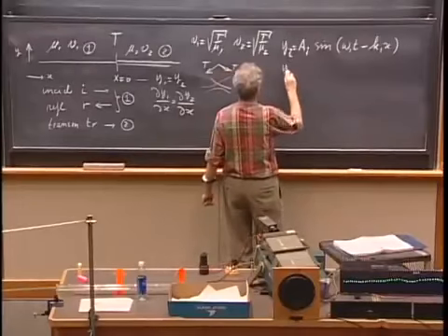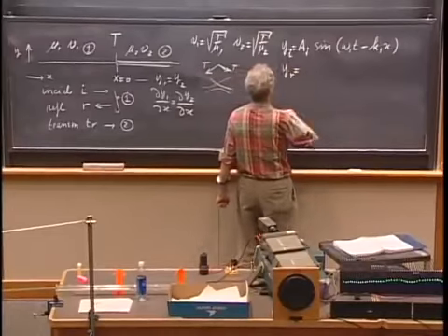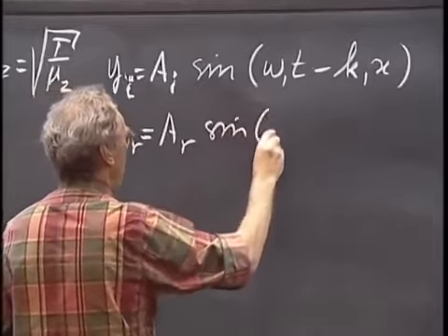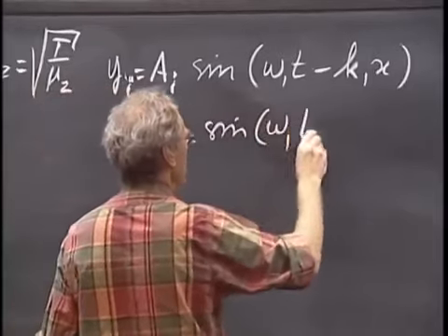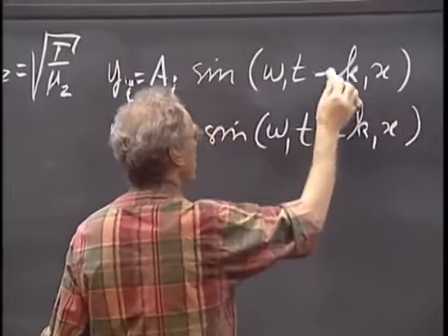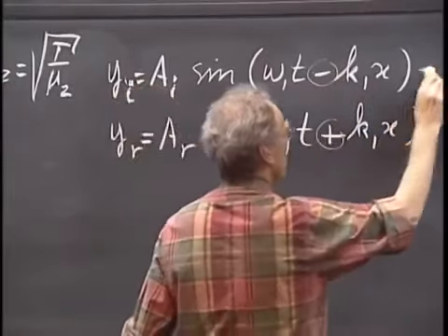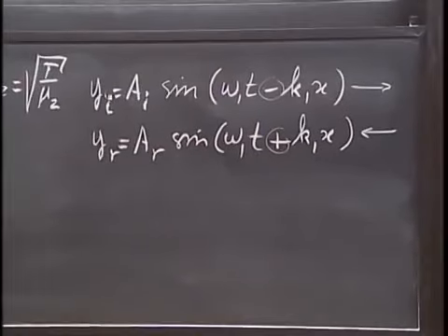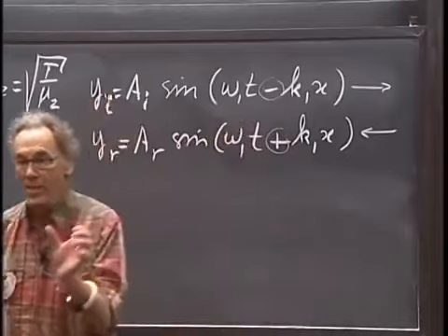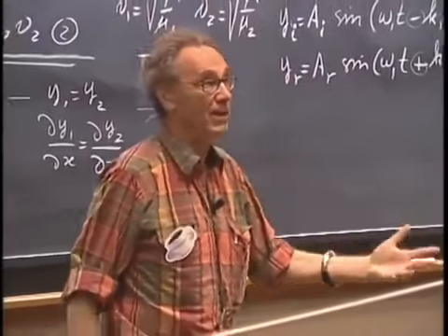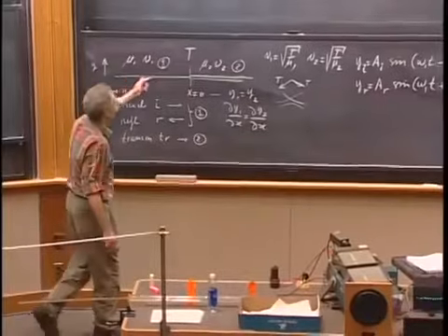And now I have a reflected wave, amplitude A_r, times the sine, obviously the same frequency, but now I get plus k1 times x. Notice the difference in sign. This one is going this way, this one is coming back. The amplitudes are different, but the k's are the same, because the wavelength in medium 1 is the same. The k is 2 pi over lambda, and that wavelength is not going to change for this wave as it is for this one.